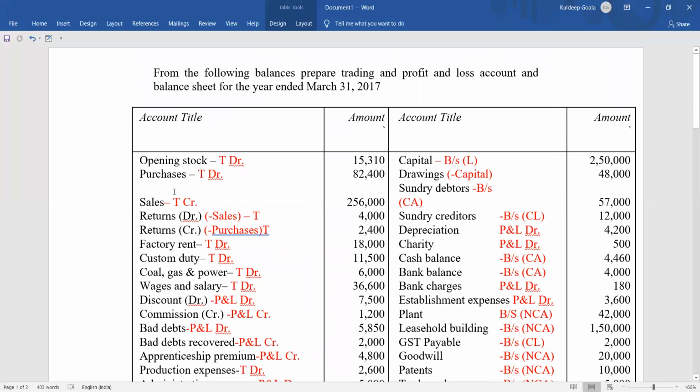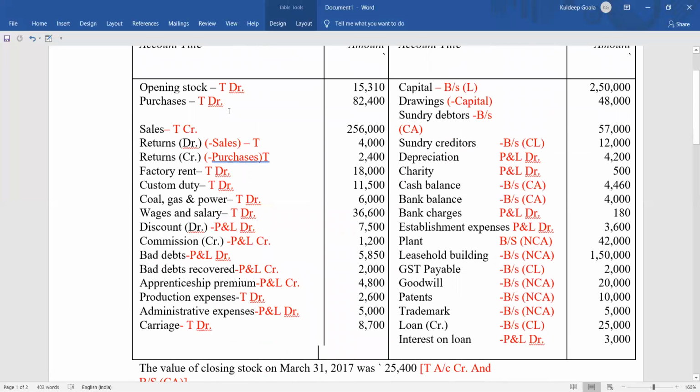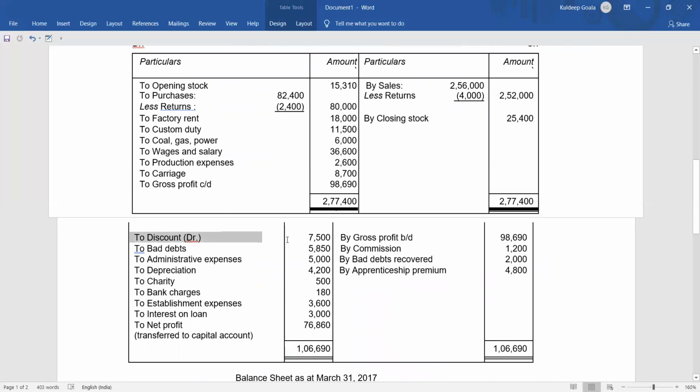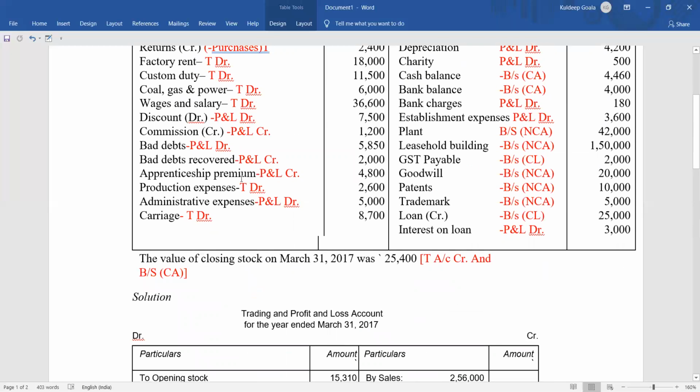Now let's start with the profit and loss items. Let's start from the beginning. What is there? Where is the profit and loss account? It is here. Discount debit. How much? 7,500. Generally, we put the salary at the top, but since wages and salary is together, we are not going to touch that. We are going to start with discount. So discount is 7,500. It will come in the debit side. So to discount, it is 7,500. Clear?